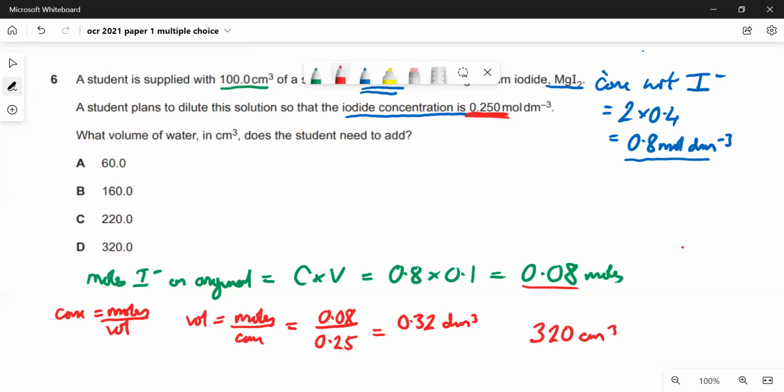I have to be a little bit careful there. D is not the answer, because what volume does the student need to add? The total volume should be 320, but we've already got 100. So how much extra water? Well, it's 320 minus 100, which is equal to 220. Okay, so C is the correct answer there.